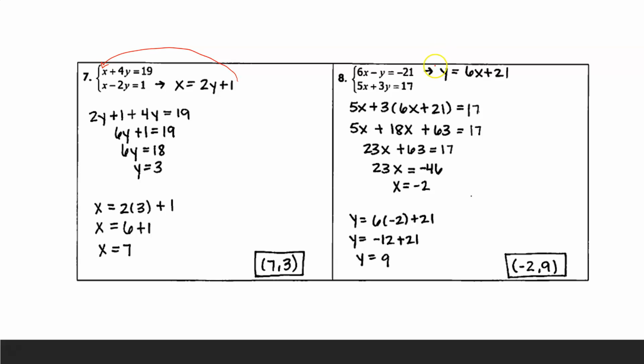Number 8, I isolated y in the first equation, moved it around to get y equals 6x plus 21. Then plugged it in here where the y is. I solved for x, got negative 2. Then plugged that into the first one, and I got 9. So my point is negative 2, 9.